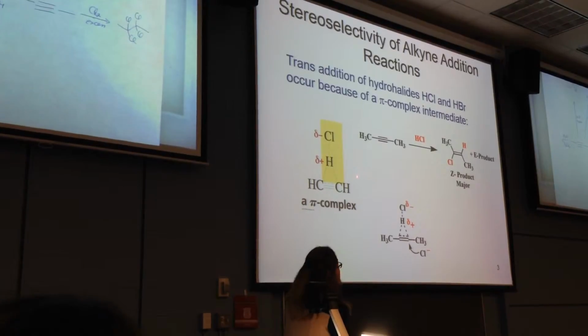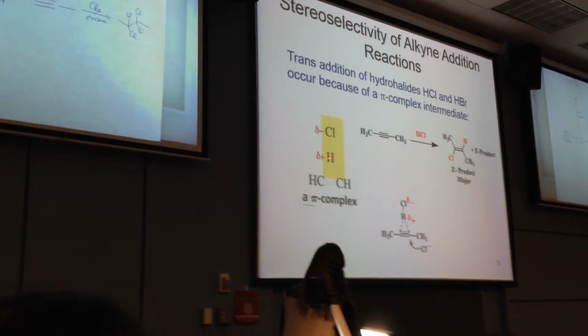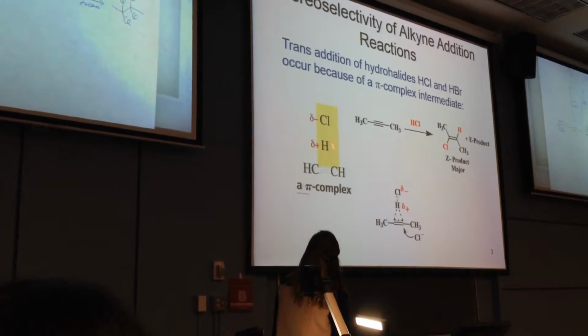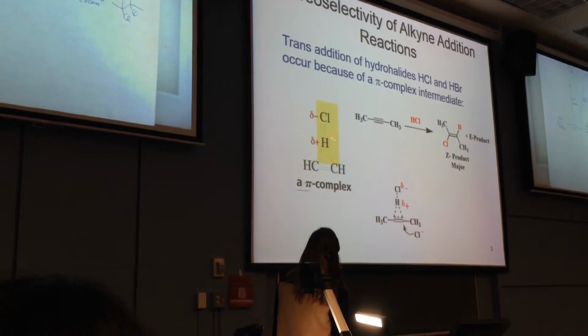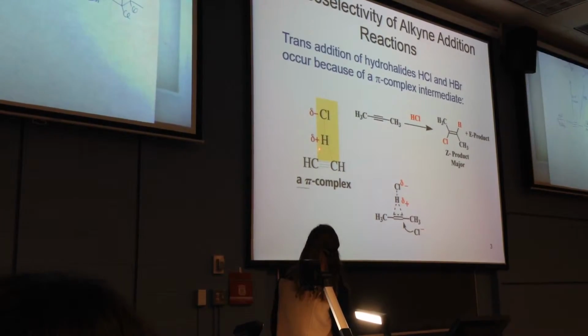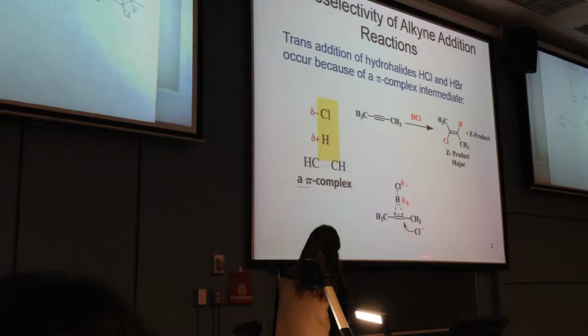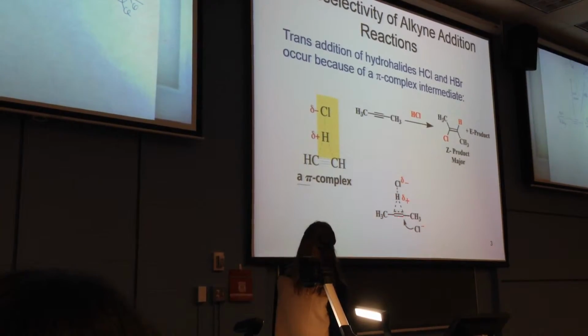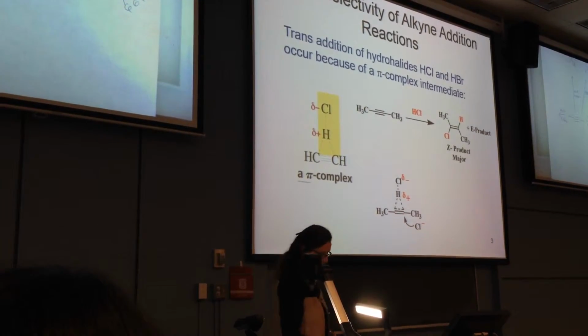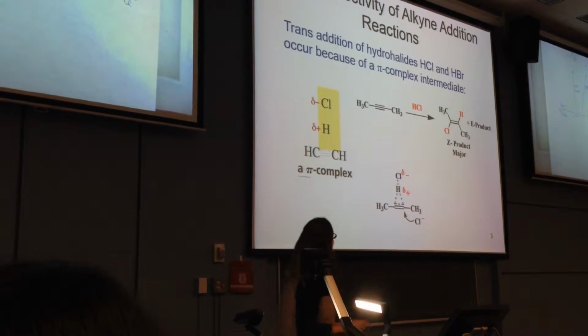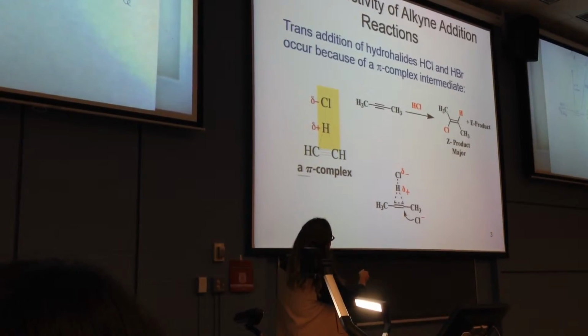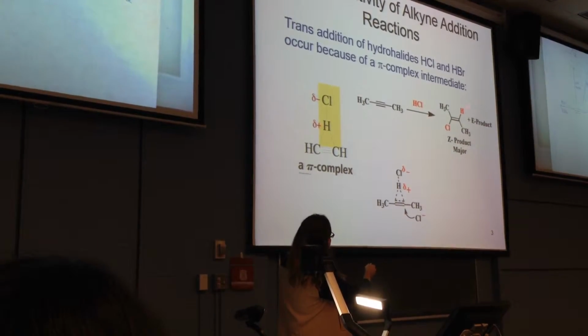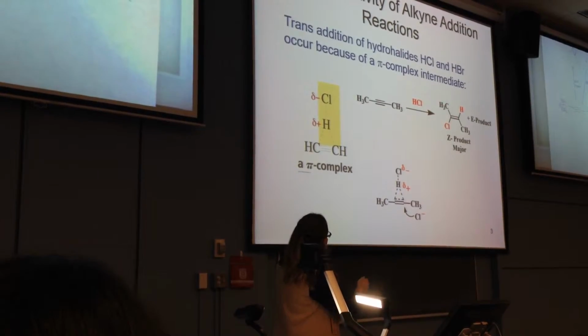Bromonium-like, right? Bromonium-like or mercurinium-like. If that happens, then the chloride can always attack from the bottom on either of these two sides, and that gives rise to this hydrogen and chloride being added to opposite sides of the double bond. Basically, this happens to be a Z product.